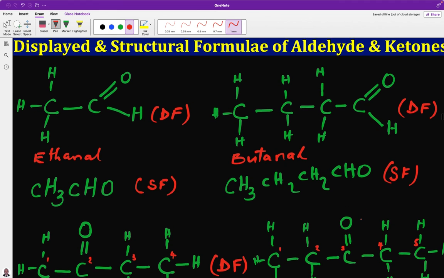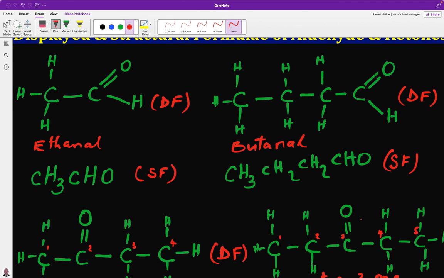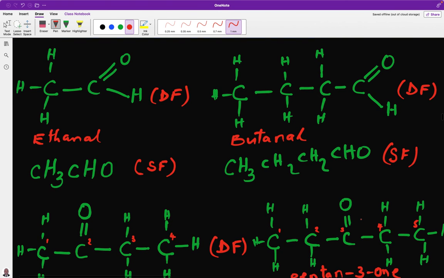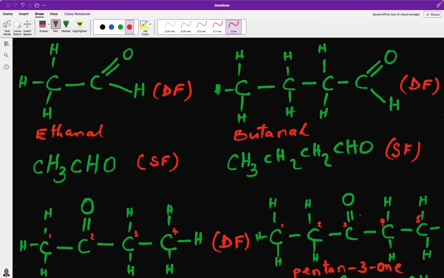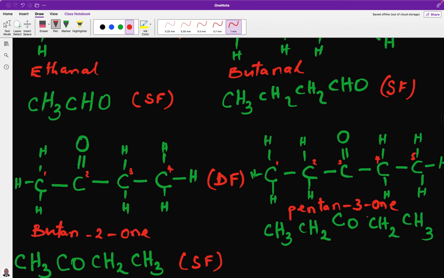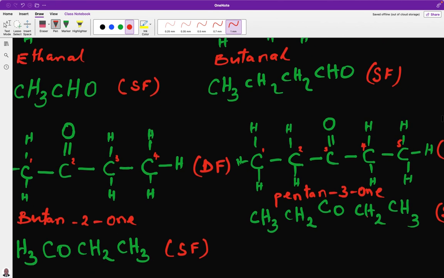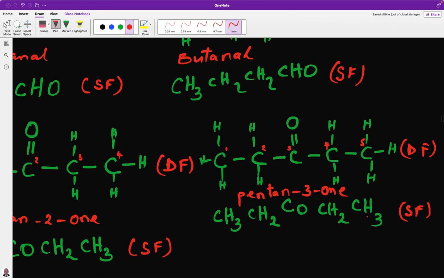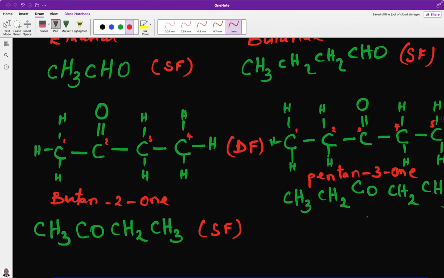So you could see aldehydes, as we said, we gave the example of ethanal, with its structural formula and displayed formula. We also gave an example of butanal, structural formula and displayed formula. An example of butan-2-one, and pentan-3-one, with the displayed formula and the structural formula. So this is what we have covered today. In our next video on aldehydes, we are going to be discussing the preparation of aldehydes and ketones through oxidation and other nucleophilic addition reactions.